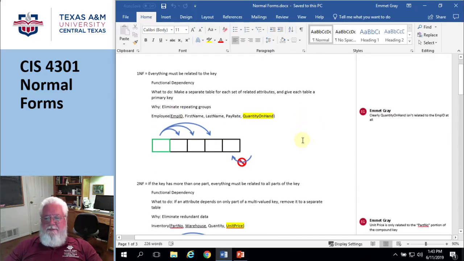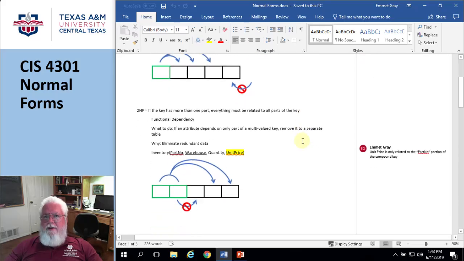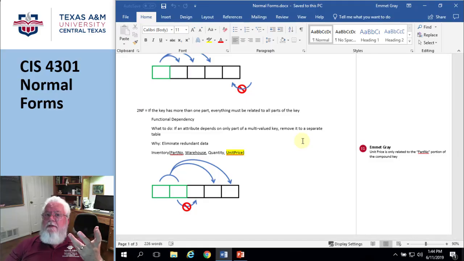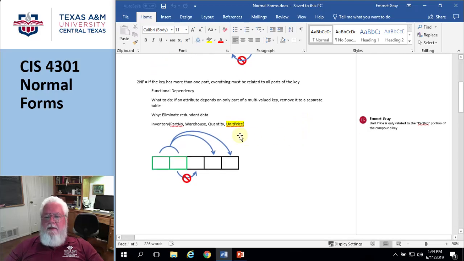Cool. Let's go to second normal form. Second normal form always has a compound primary key. And in fact, if you don't have a compound key, you can just skip this step, move on. So here we go: a part number, a warehouse, a quantity, and the unit price. Now those are all legit. But the unit price doesn't change on the warehouse. The unit price is only related to the part number, not the whole key. So the whole key is part number and warehouse. However, parts of it don't belong. So the unit price isn't related to all parts of the key.